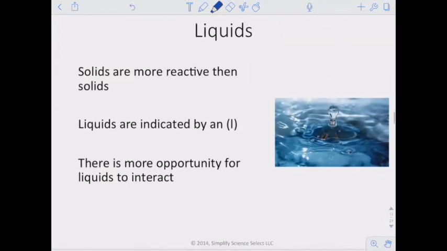Now, liquids, on the other hand, are more reactive than solids. Liquids are indicated by an L. There are more opportunities for liquids to interact because all the atoms in a liquid can flow and bump into each other, and so they're generally going to be a lot more reactive than solids.